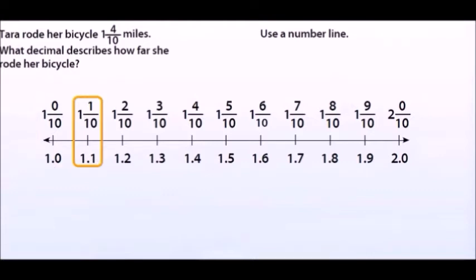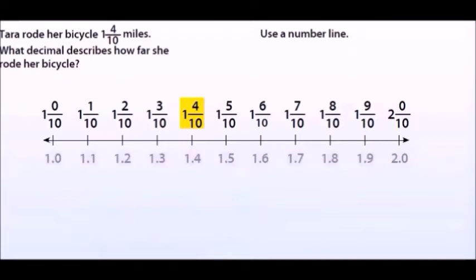1 1/10 comes after 1. 1 2/10 is 1/10 more than 1 1/10. Then comes 1 3/10, 1 4/10, 1 5/10, 1 6/10, 1 7/10, 1 8/10, 1 9/10. 1 9/10 is 9/10 from 1. It's 1 9/10 from 0. Finally, 2 is 1/10 more than 1 9/10.